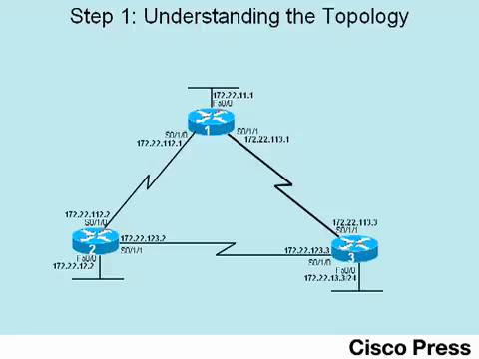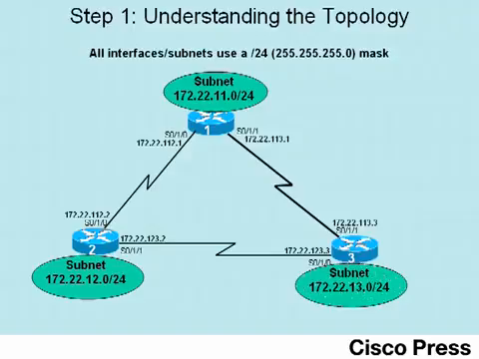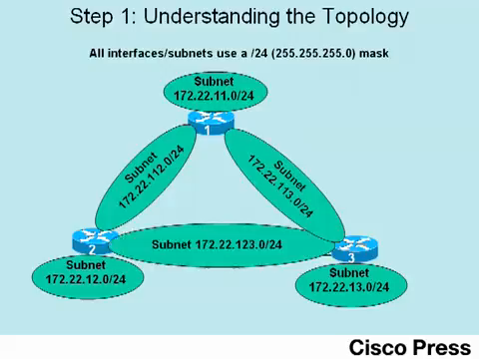Next, consider the subnets shown in this figure. This figure will have 6 subnets, and each subnet happens to use a mask of 255.255.255.0. That way the math will be pretty easy and you can focus on the RIP configuration. So in this case, notice the LAN subnets will be 172.22.11, 12, and 13 as shown here. And the 3 serial links will have subnets 172.22.112, 113, and 123. Once RIP is configured and up and working on all 3 routers, each router will have routes to reach all 6 of these subnets.